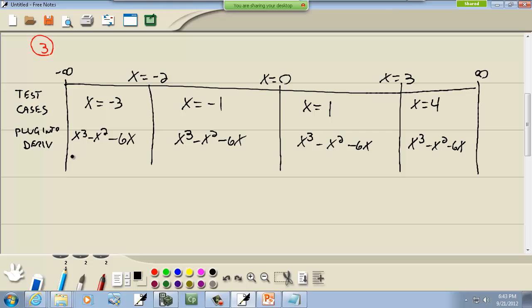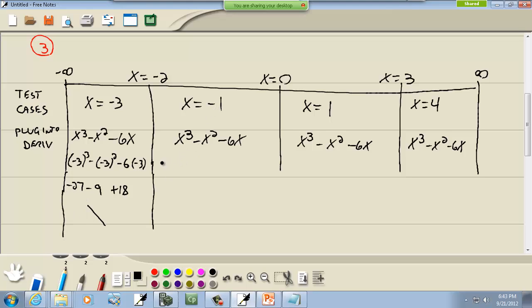Okay, so here we're going to plug negative 3 in. So we got negative 3 to the third minus negative 3 squared minus 6 times negative 3. Well, negative 3 to the third, negative 3 times negative 3 is 9, times another negative 3 is negative 27, minus negative 3 squared is 9, negative 6 times negative 3 is 18. I don't know what that is, but it's negative. I don't really care what the value is. So it's negative, so it's decreasing.